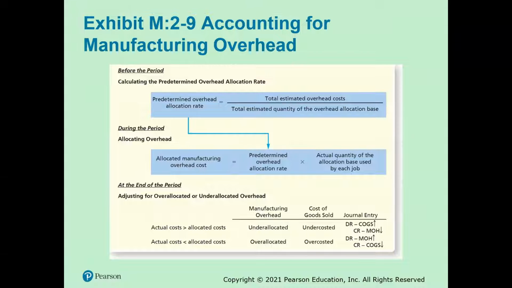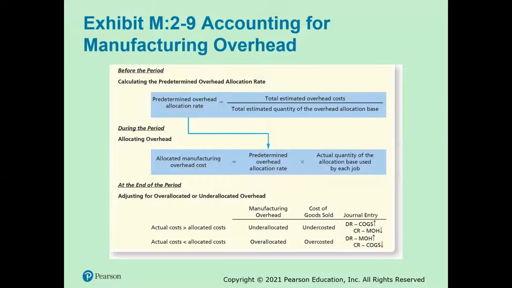If actual overhead costs were less than allocated overhead costs, manufacturing overhead is over allocated and the cost of goods sold is over cost. To close the manufacturing overhead, the manufacturing overhead account is increased with a debit, and the cost of goods sold account is decreased with a credit.